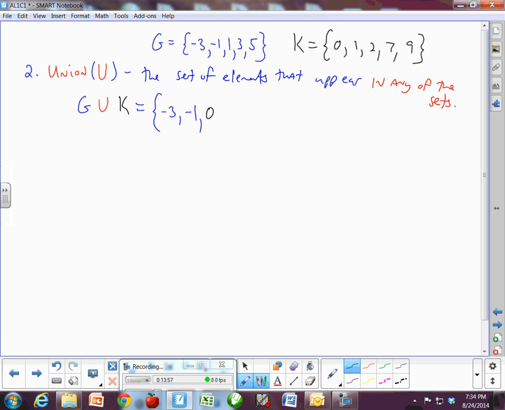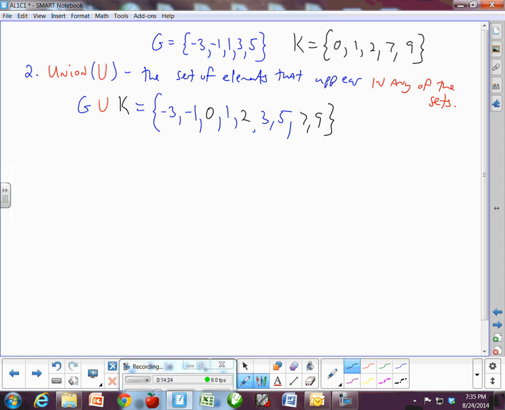We're putting the two sets together. This next one I could do either blue or black. But look, we don't list 1 twice. 1 is 1. It's the same thing, and you wouldn't list it twice. We only put a 1 in there one time. All right, we got the 2 of set K. We got the 3 and the 5 of set G. And the 7 and the 9 of set K.